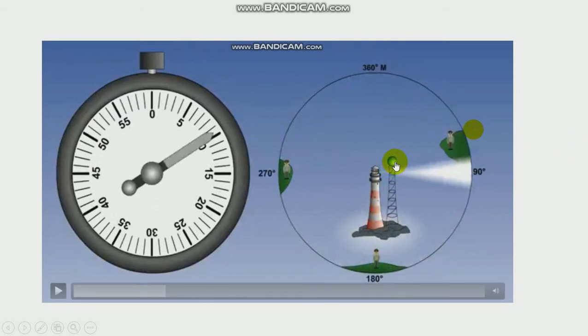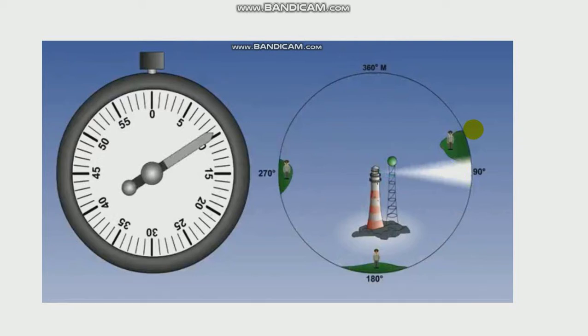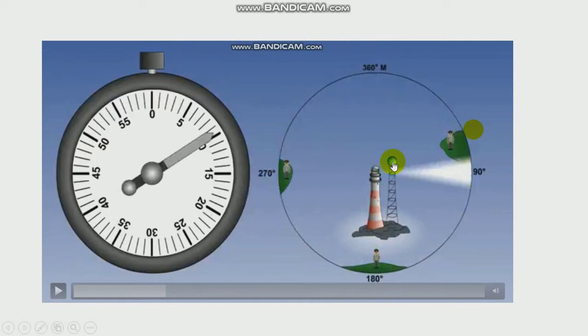And if this light blinks and this lighthouse hits the man, he can calculate it because this light has a turn speed, which is radian per second, and he can calculate the time by simply counting the time lapse when this light from the tower blinks.